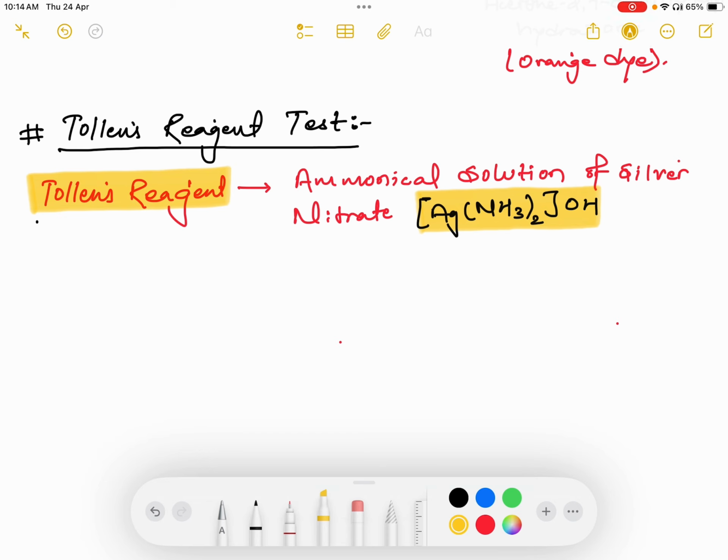Now what will happen when you treat it with aldehyde? Basically, it is used for the identification of aldehyde.